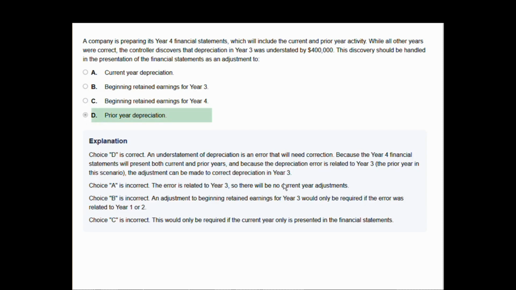The understatement of depreciation is an error. That will need the correction because the year 4 financial statement will represent both current and prior years. And because the depreciation error is related to year 3, the prior year in the scenario, the adjustment can be made to correct depreciation in year 3.